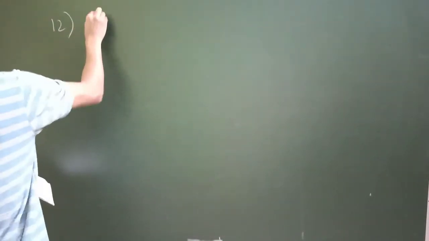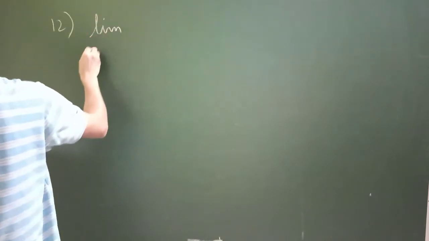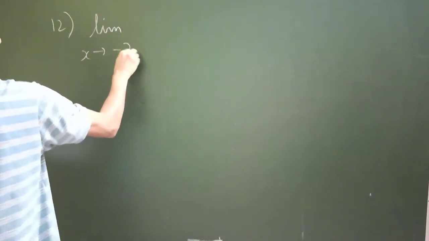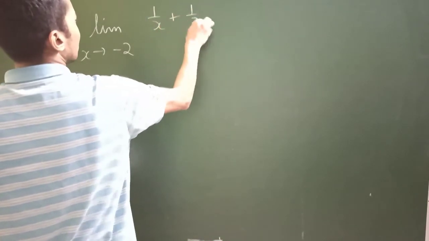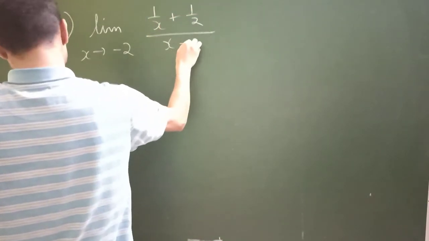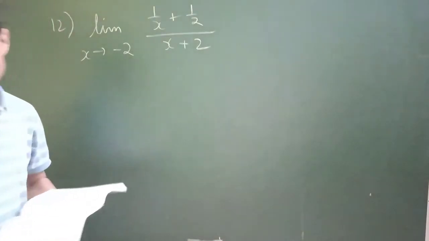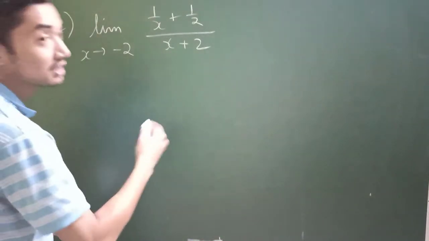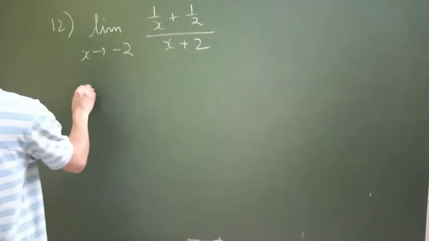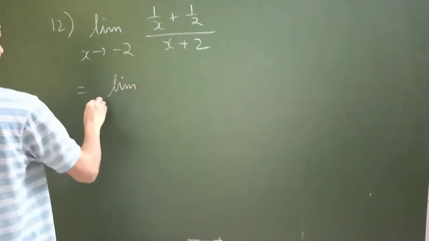Alright, let's move on to some other question again. Which question shall we do? Alright, let's try to do number 12. That's going to be the limiting value of the function as x tends to minus 2 of 1 by x plus 1 by 2 whole divided by x plus 2. So here also if you put x equal to minus 2, we are getting 0 by 0. So I will have to first solve.